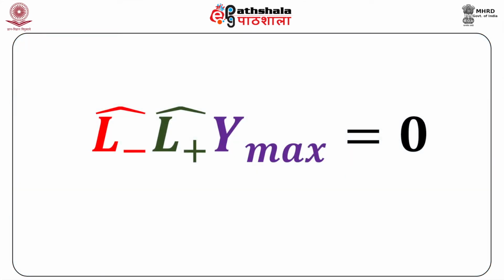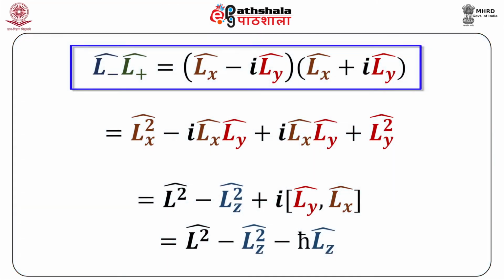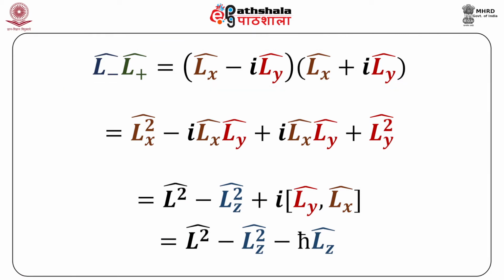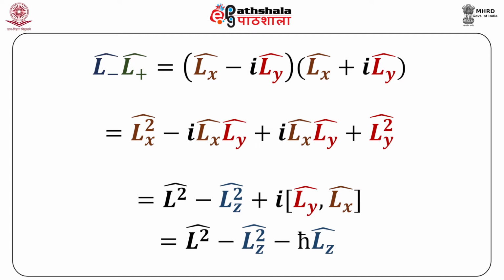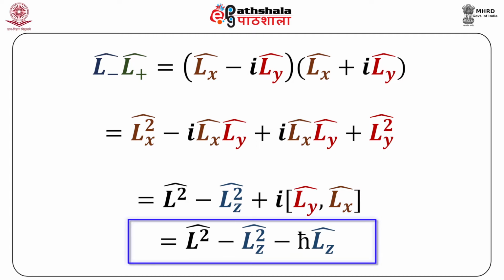Now, operating on this expression with lowering operator L minus gives us the expression L minus L plus Ymax equals 0, where the multiplication of ladder operators L plus and L minus gives us the expression (Lx minus iota Ly) into (Lx plus iota Ly), which on simplification gives us the expression L square minus Lz square plus iota commutation Ly Lx. With this we obtain the final expression for multiplication of ladder operators as L minus L plus is equal to L square minus Lz square minus h cross Lz.